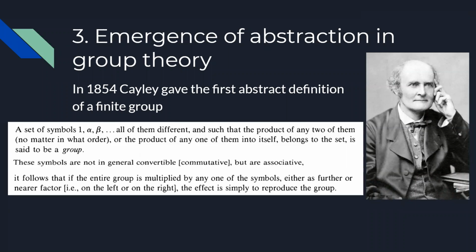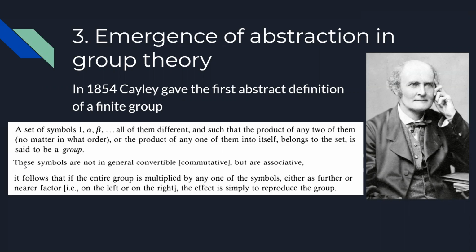3. The emergence of abstraction in group theory. In 1854, Cayley gave the first abstract definition of a finite group. And here he says a set of symbols, I being the identity element, alpha and beta, dot, dot, dot. He says that if you take the product of any two elements in any order that you want, you're going to get back another element in the set. So he's defining the closure property.